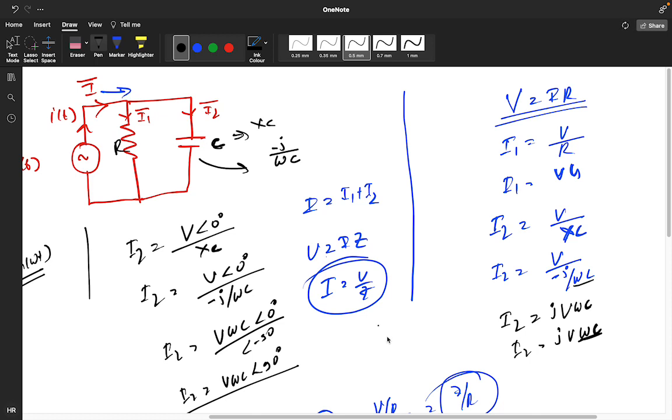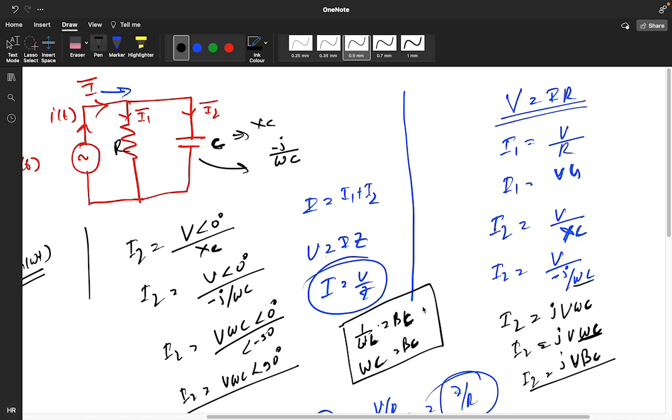The omega C value is nothing but we can represent like this: J V BC, the susceptance of the capacitor. So the susceptance of a capacitor is nothing but, like the inductor, 1 by omega L was BL. For the capacitor, omega C will be BC. These are the notations. You just have to remember. So this will be the susceptance of the inductor and this will be the susceptance of the capacitor.